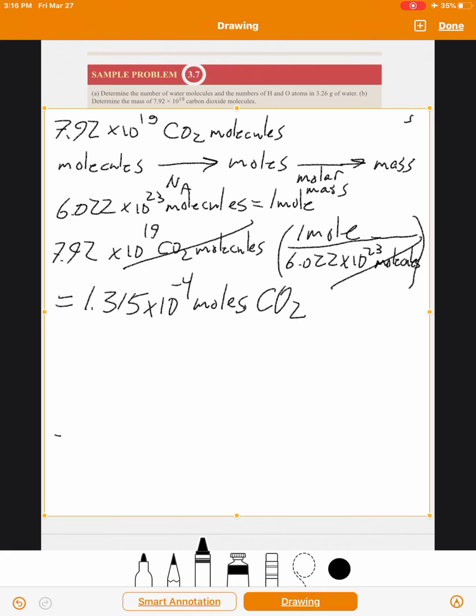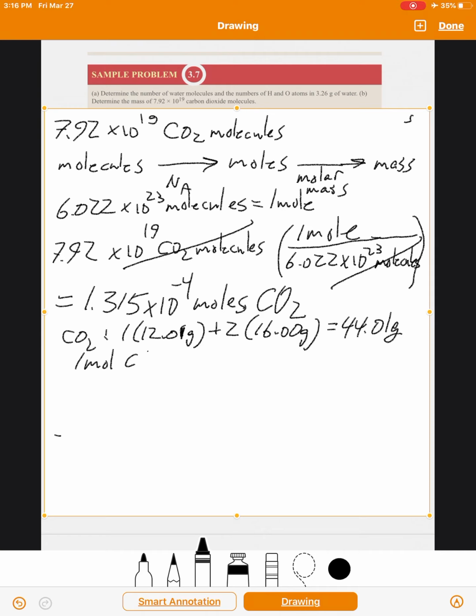Once you've got the moles of CO2, you convert that to grams by using the molar mass. So for carbon dioxide, there's 1 carbon, and that weighs 12.01 grams. Again, you're getting that from the periodic table. 2 oxygens. So that gives you a total of 44.01 grams. So 1 mole CO2 weighs 44.01 grams of CO2, if you want to write it that way. Okay? So now we have the number of grams. We have the number of moles.